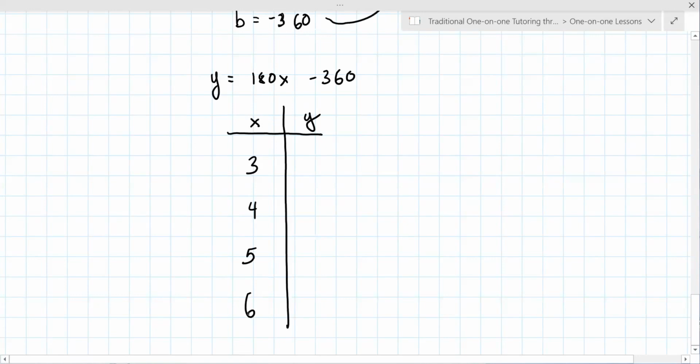What I want you to do, Sourish, is take these x values and put them into the equation. So the first one would be 180 times 3 minus 360. Do you have a calculator handy, or can you do that by hand? By hand. 180 times 3 is not 360. Try one more time.